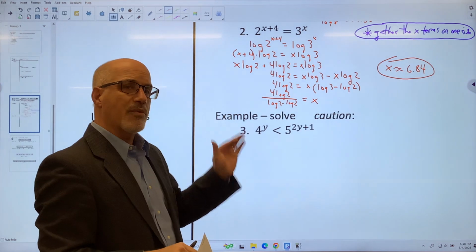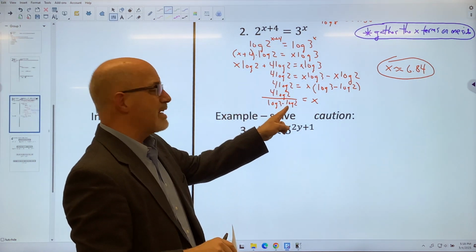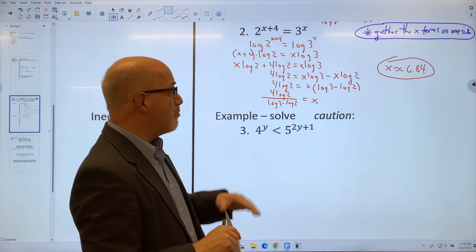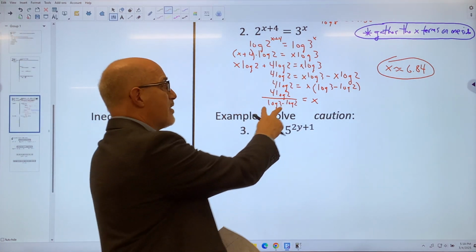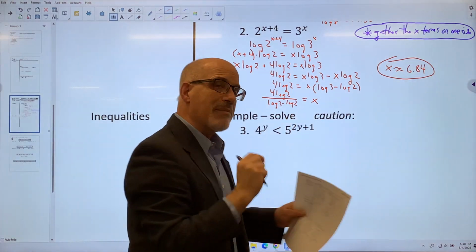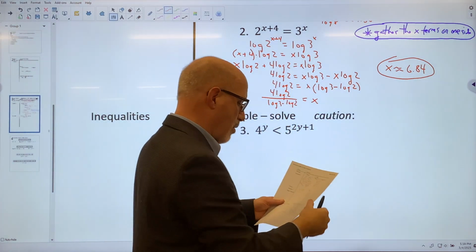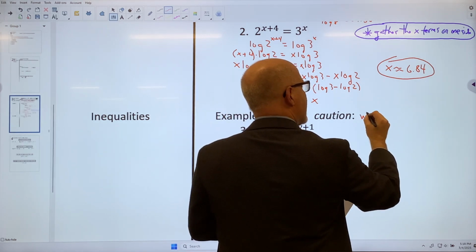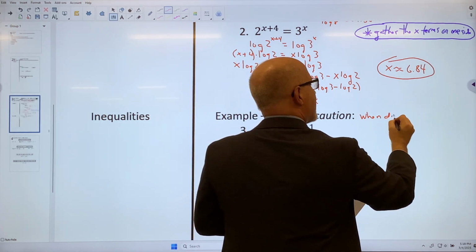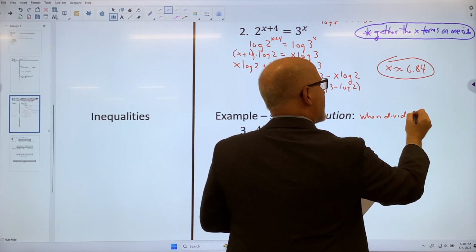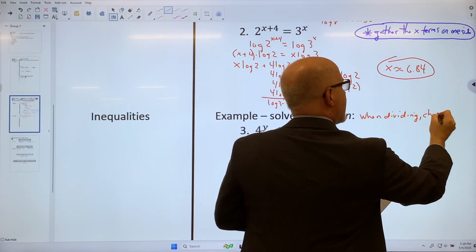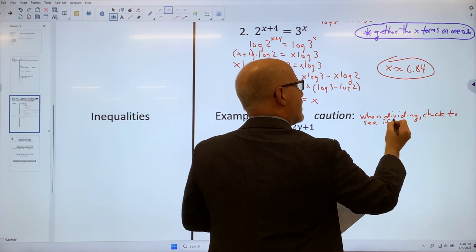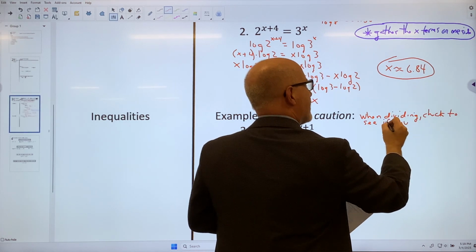We're going to take the log of both sides, but there's one caution. You're going to do the same process, but when I divide by something on both sides, I have to make sure I'm not dividing by a negative. In many cases, the thing that you're dividing by might be a negative, which would reverse your inequality. So the caution here is, when dividing, check to see if you are dividing by a negative.